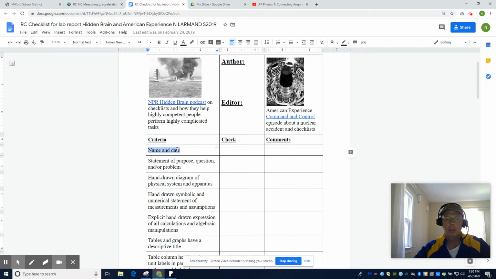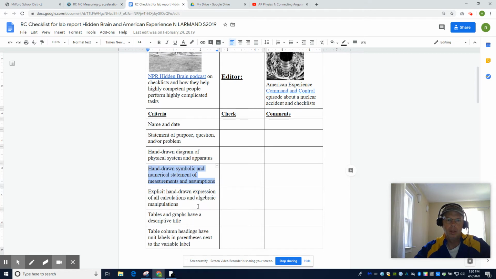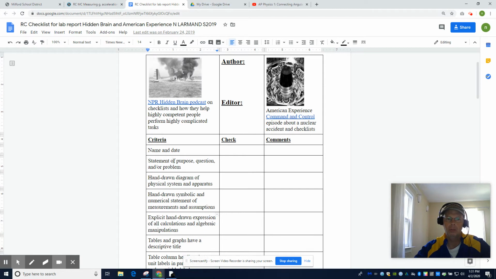And how many times have we said, put your name and date on the top of the paper? State the question. What's the purpose? What are we trying to figure out here? Do we draw a diagram? Of course we draw a diagram. And we're going to show the calculations and any algebraic manipulations we do. We're not going to get to the tables and graphs in this video. So all I'm trying to hit are these four.